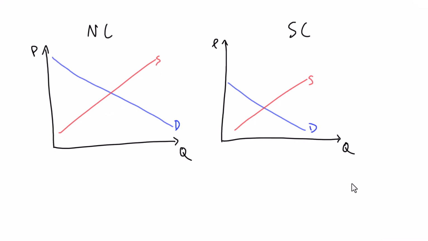Now let's suppose, for the sake of this example, we're going to look at the markets for rum in North Carolina and South Carolina. What you can see is that the price of rum in North Carolina is higher than that in South Carolina. So what could potentially happen here?